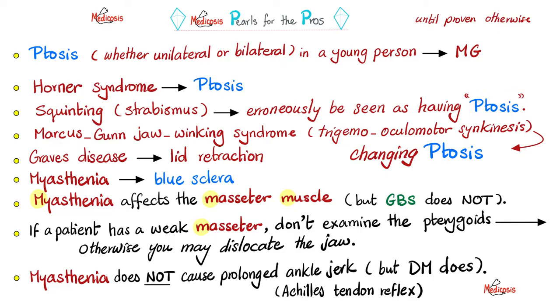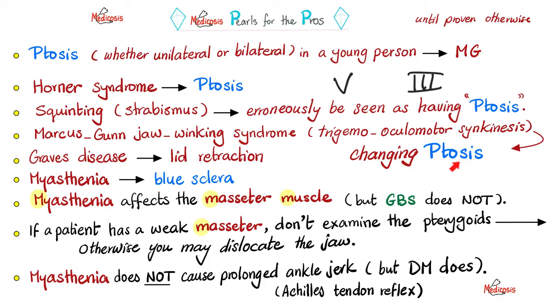Next, there is a rare disease called Marcus-Gunn jaw winking syndrome or trigeminal oculomotor synkinesis. What does that mean? Trigeminal is the trigeminal nerve, which is cranial nerve number 5. Oculomotor is cranial nerve number 3. Syn means in synchrony, together. Kinesis means movement. So basically it's a disease that affects the trigeminal and the oculomotor, causing lots of funny symptoms including ptosis that changes.